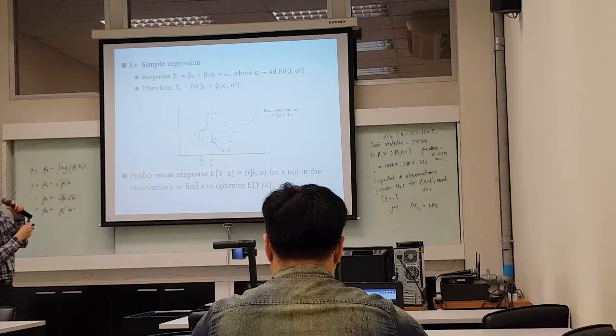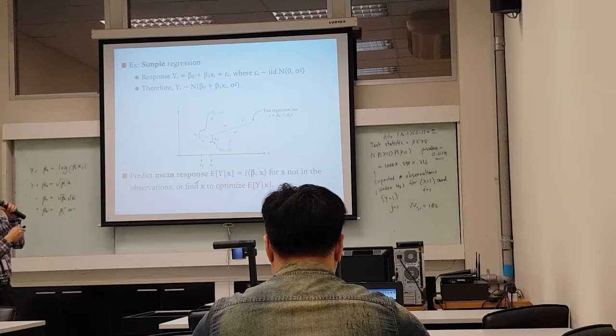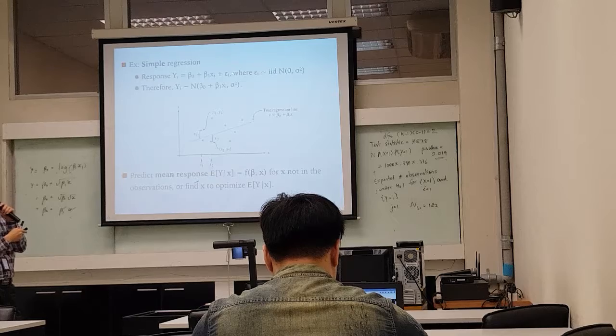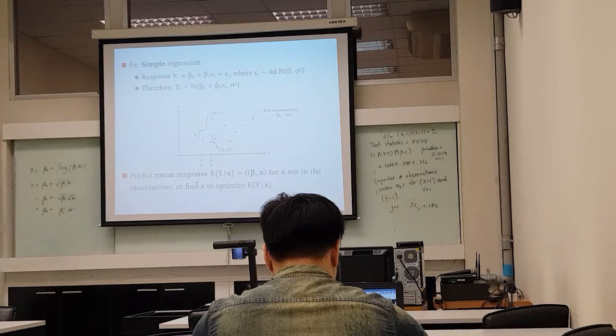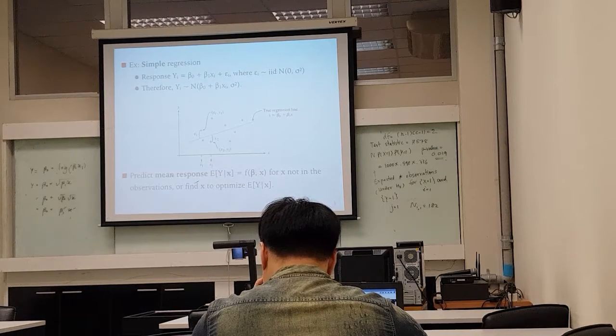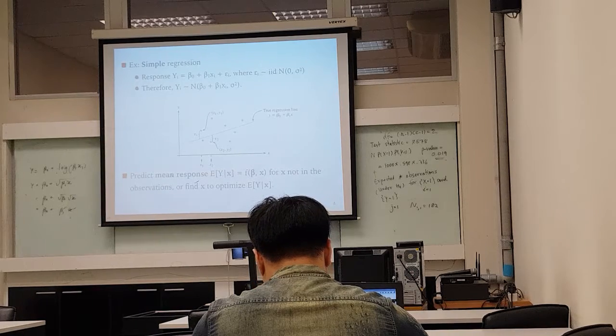Because y itself is actually a random variable. The best you can do is to find the confidence interval of y. But if you want a single number out of the model, that would be the mean value of y.